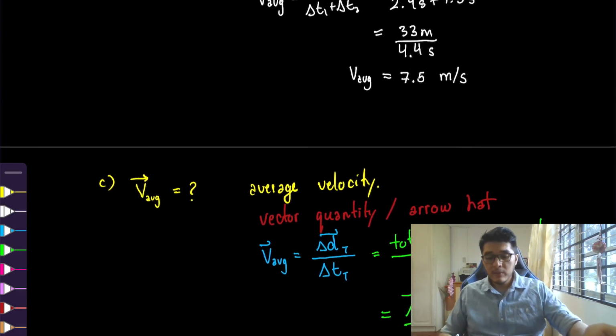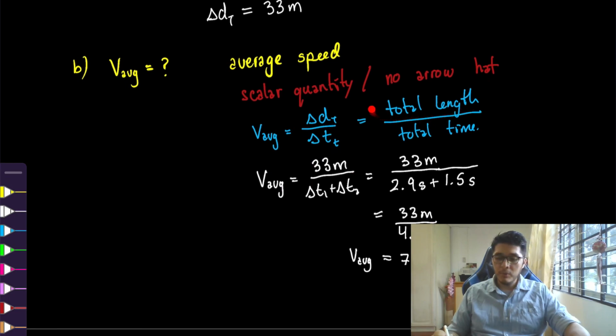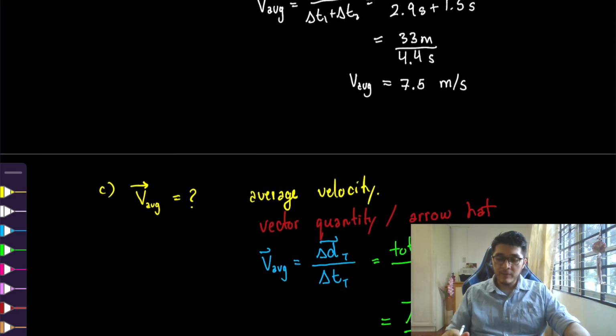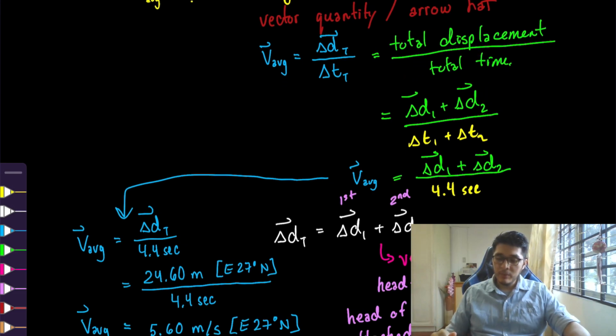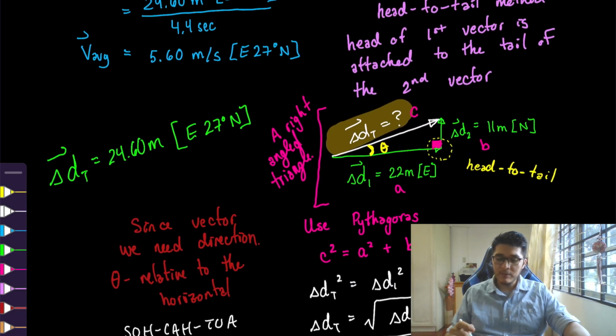So the main idea to take away from here is the total distance traveled is a scalar quantity, and it's just the length of the path that you actually travel, which is the sum of the scalar parts of displacement. For the average speed, you're looking at the total length over the total time, and that's a scalar quantity. But when you find the average velocity, that's going to be a vector, so that's going to be the total displacement over the total time. So to find the total displacement, you may have to do vector addition, but don't forget that you also need the direction. So that's how you find the average velocity.